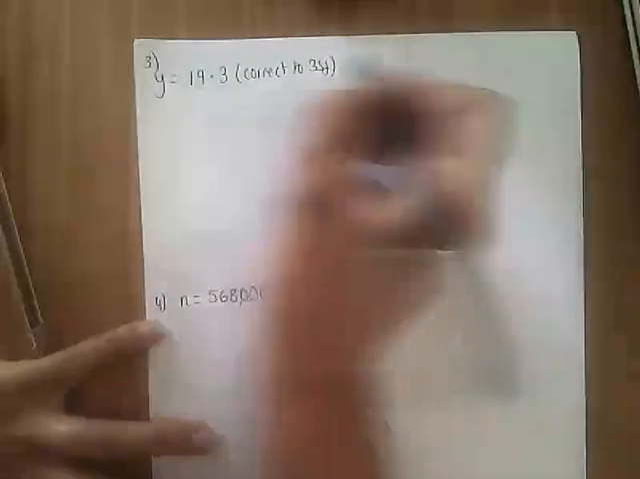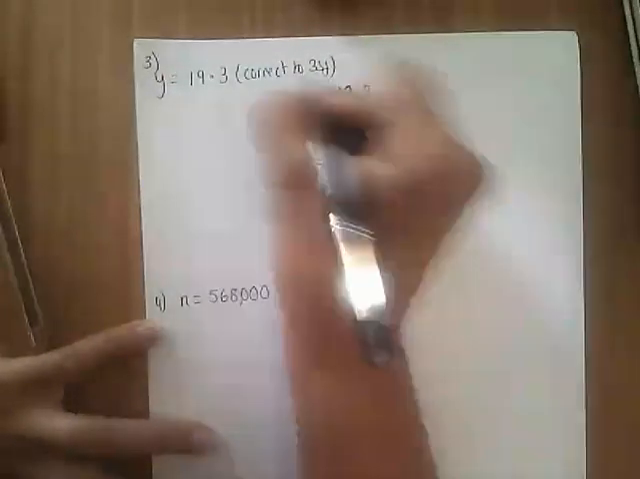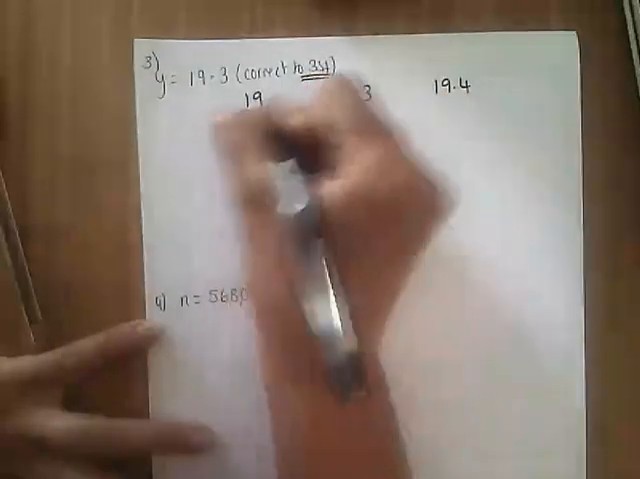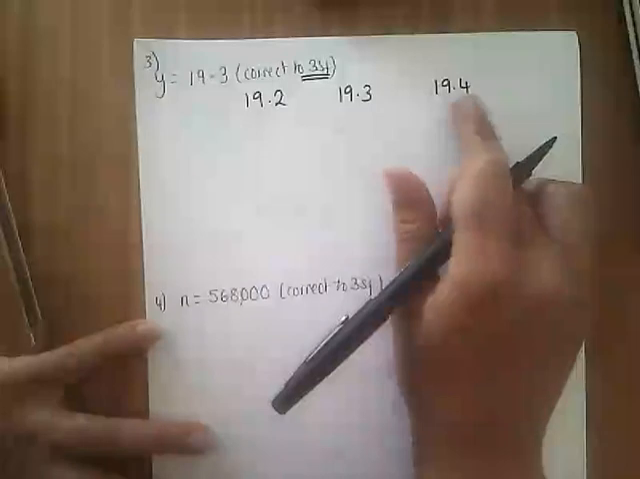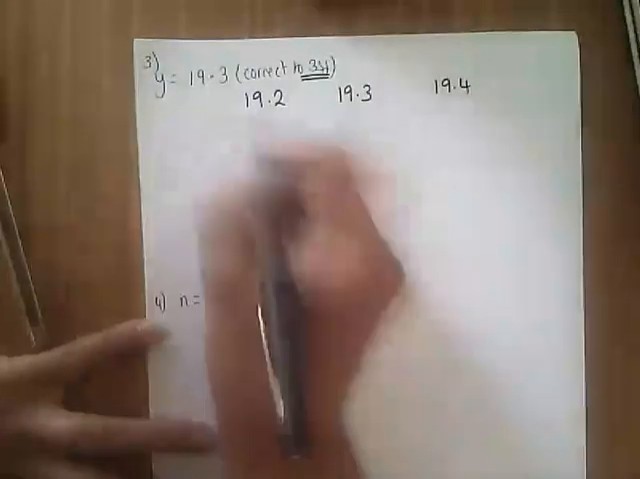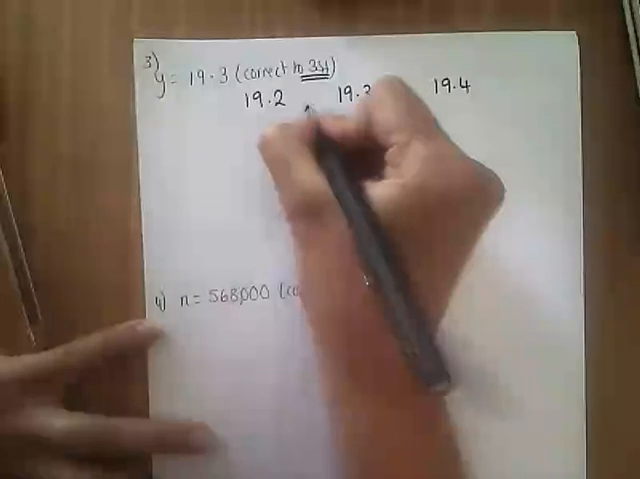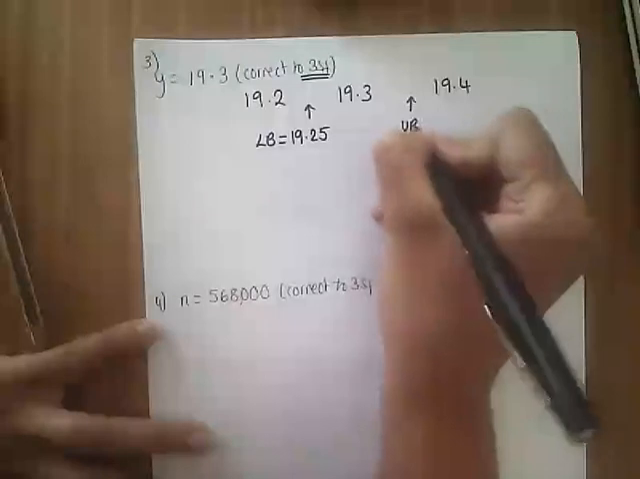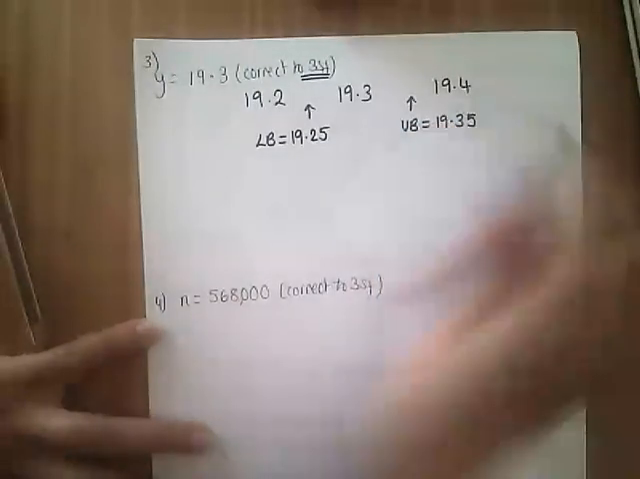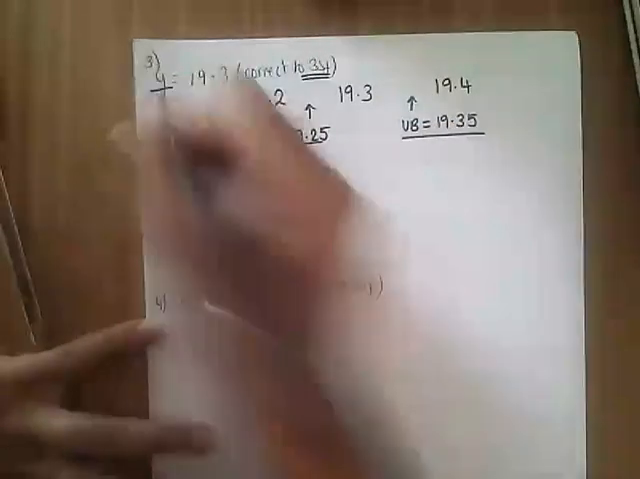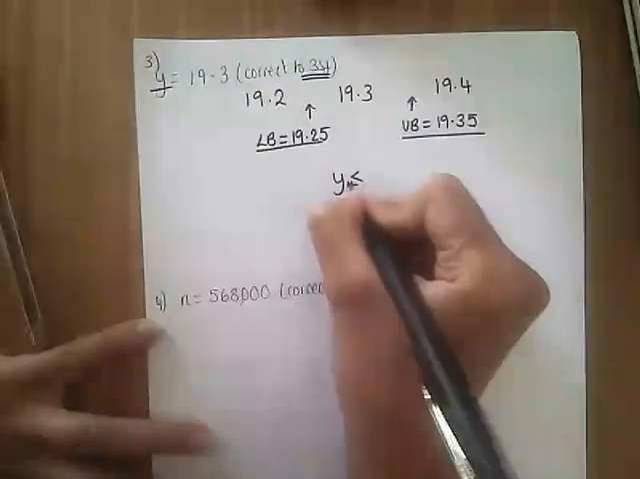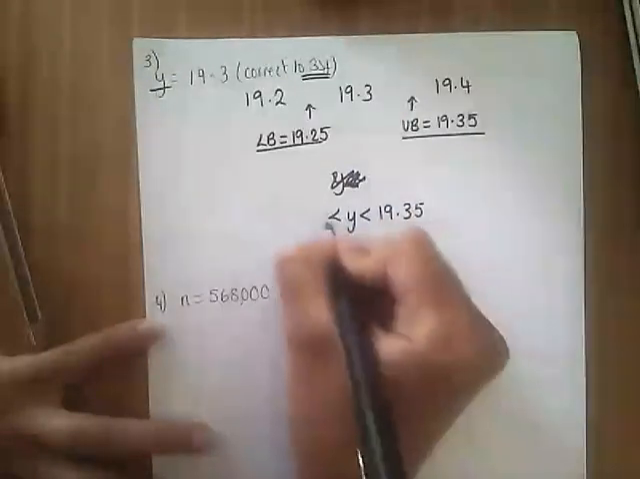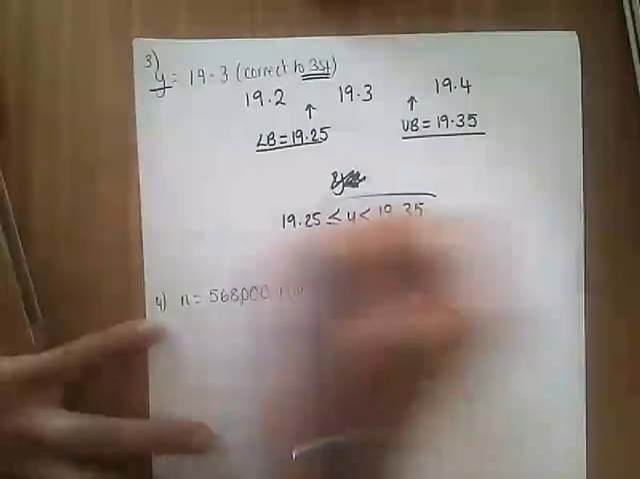So 19.3 has been rounded to 3 significant figures, so I need to go 3 higher, as in 1 higher, but to 3 significant figures. So the next number that is 3 significant figures, if you see what I mean. And that's 19.4, and the one lower, 19.2. And then we're going to go halfway between, so our lower bound is going to be 19.25 and our upper bound is going to be 19.35. And so our error interval, we're called y, so y has got to be less than 19.35, but bigger than or equal to 19.25.